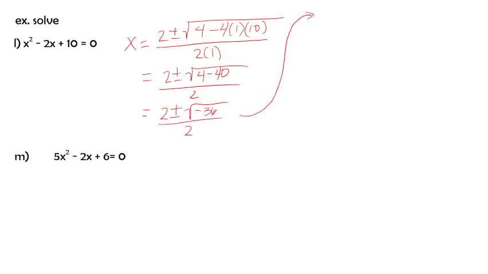The square root of negative 36, we know that. We did that earlier in this lesson. 2 plus or minus, that would be the square root of 36 is 6, and then I also have that i, divided by 2. And just like when we were simplifying before, if 2 goes into everything, we can cancel a 2 out from everything. So this would be 1 plus or minus 3i. Okay, that would be my final solution there.